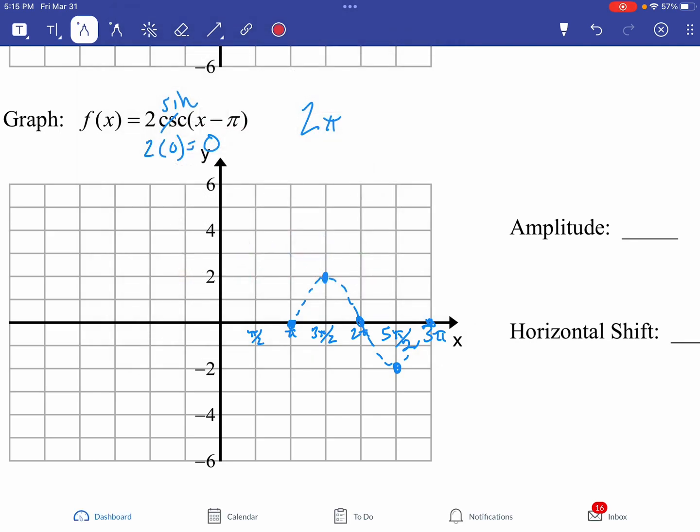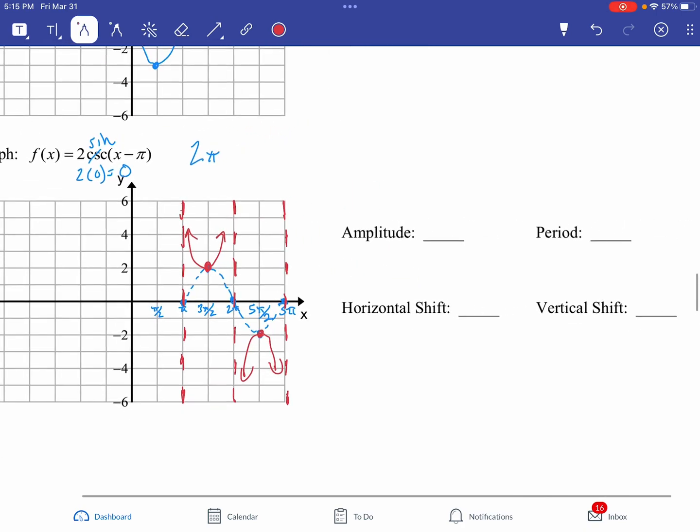My asymptotes will go at the first, the third, and the fifth point. My peaks and valleys become my parabola-type shapes. My amplitude of this graph is 2. The period is 2 pi.